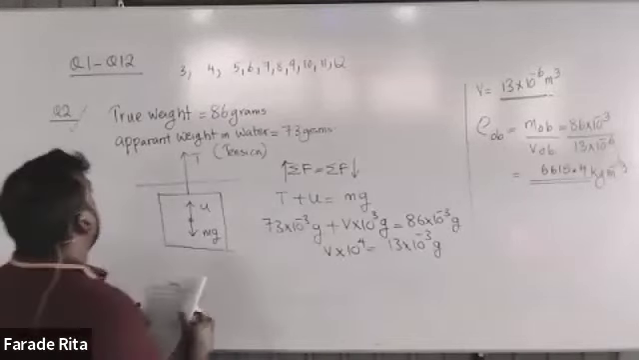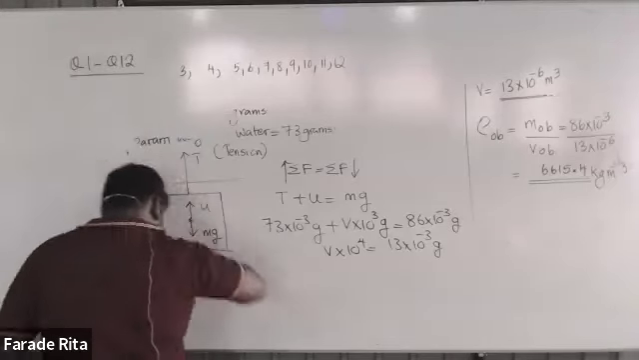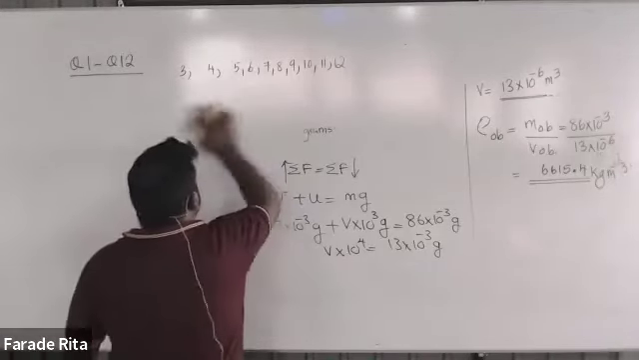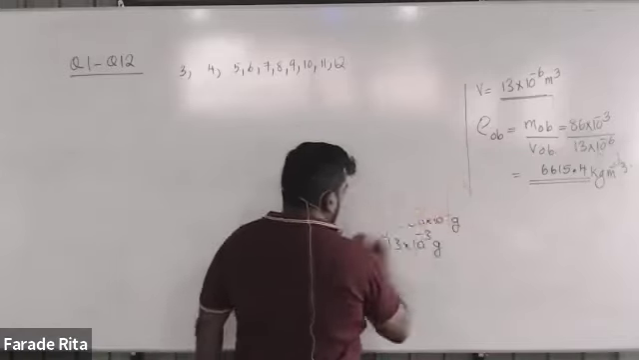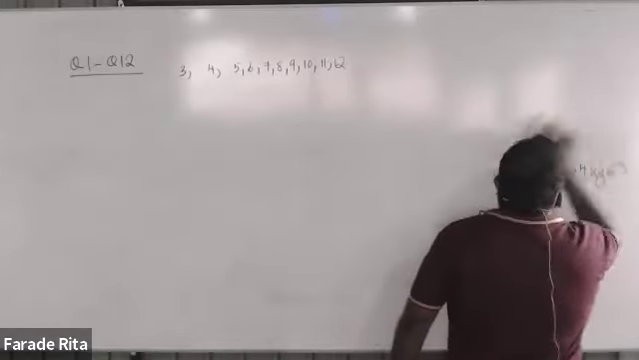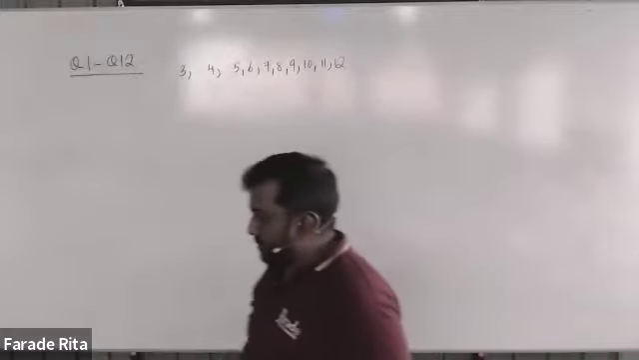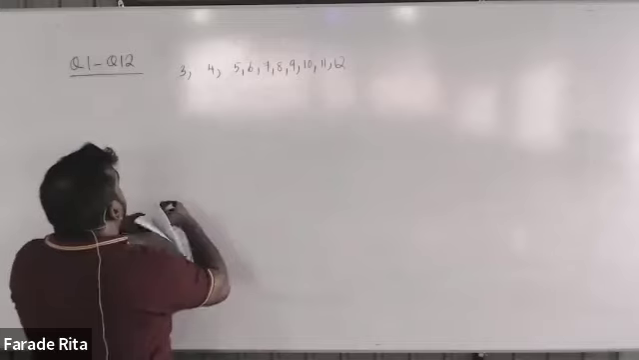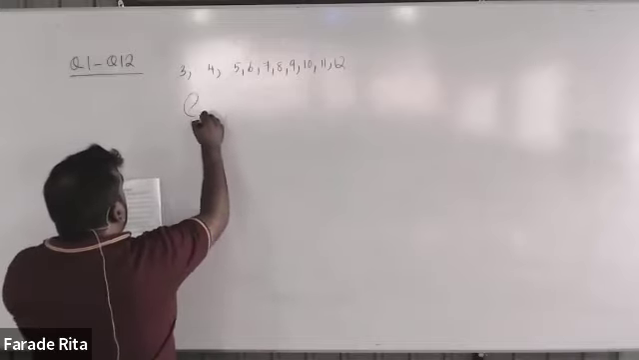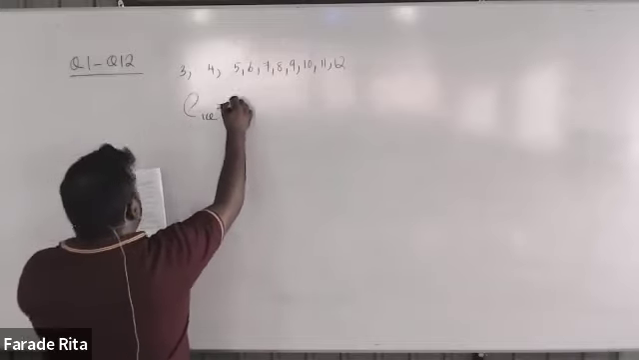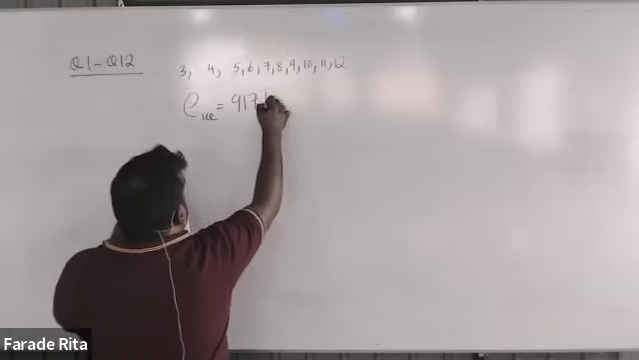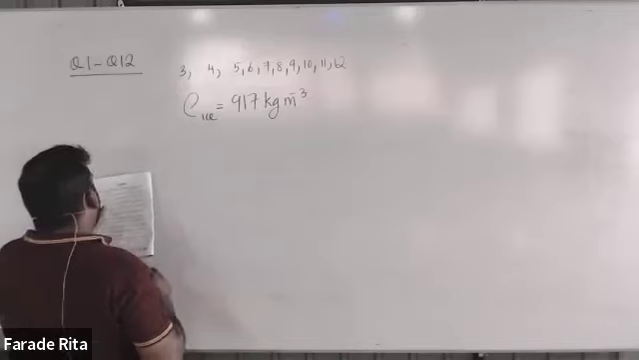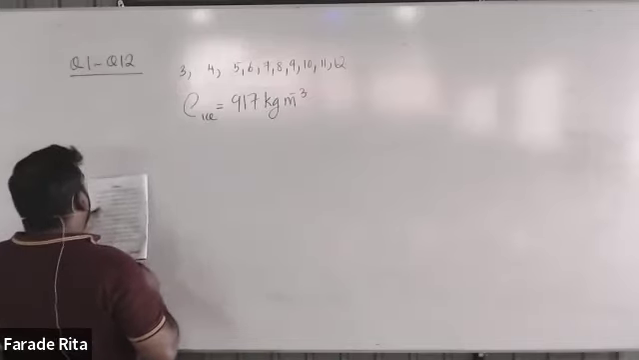Okay, look. Question number 3. Density of ice. The density of ice is given as 917 kilograms per meter cube. Find the fraction of the volume above water.